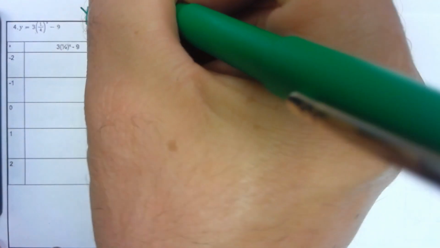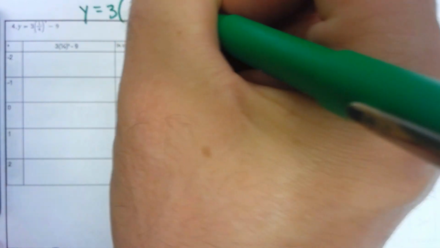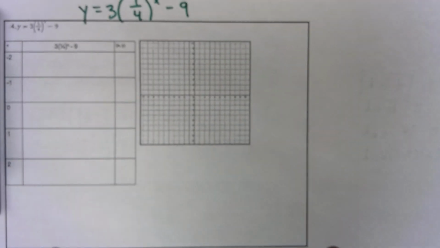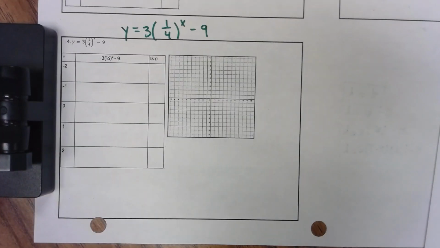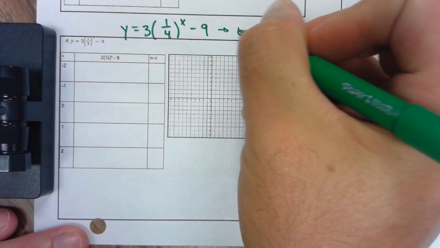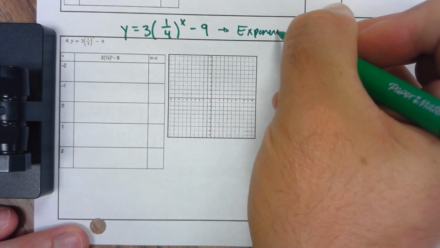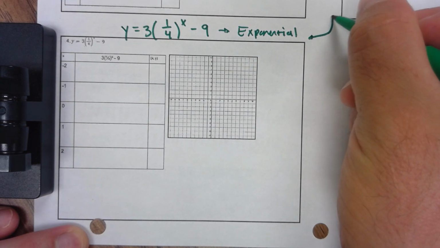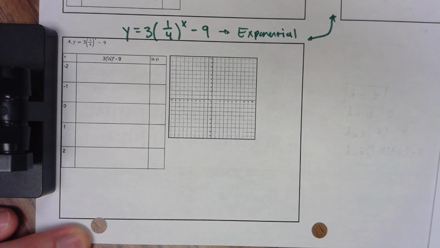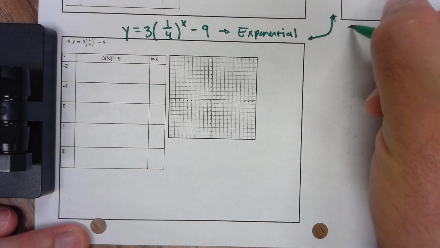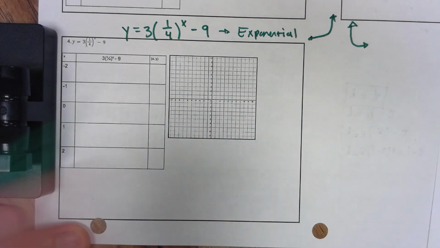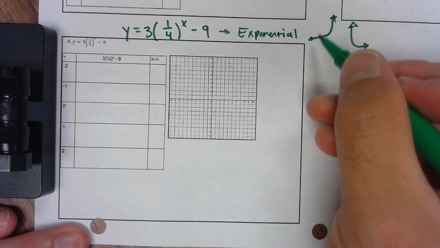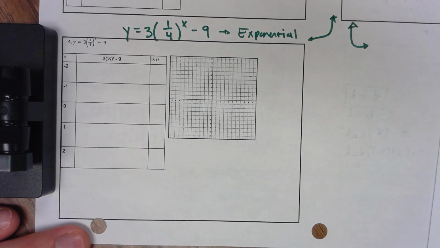This equation, in case you can't see it, didn't print that well, is 3 times 1/4 to the power of x, minus 9. This is called an exponential function. And what makes it exponential is that the exponent is a variable. And it's going to either be kind of like a backwards letter J, or kind of like the letter J itself. I guess that's the letter J. This is the backwards one. Okay, so that sort of shape.